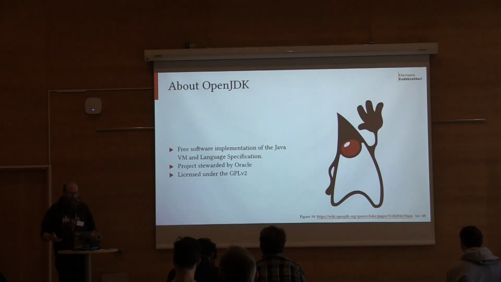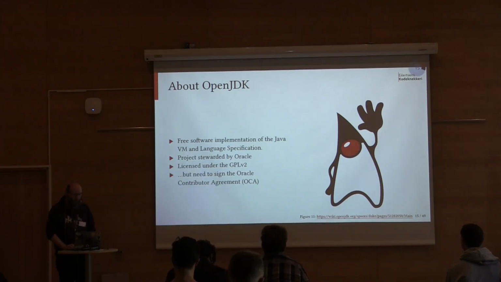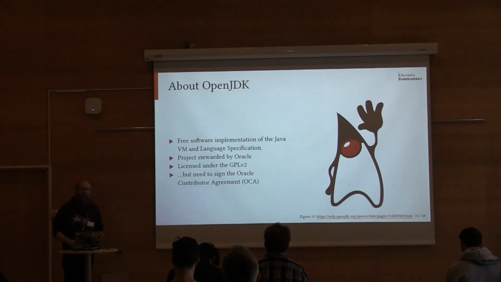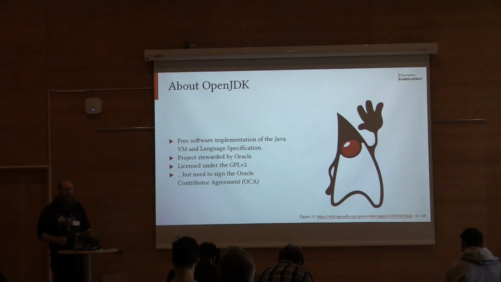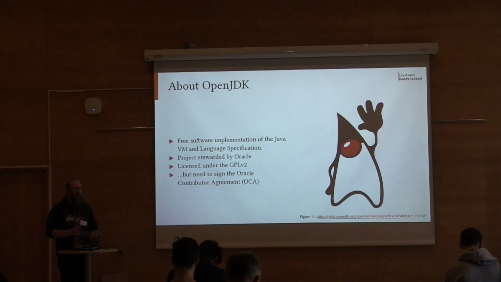OpenJDK is a free software implementation of the Java virtual machine and language specification. It's stewarded by Oracle, but it's an open source project licensed under the GPL version 2. But we need to sign the Oracle contributor agreement. Of course, you can just fork the project and you don't have to mess with that. You can just relate to the license. But if you want to get your code or contributions back upstream, you will need to sign the contributor agreement. There are probably many reasons for that, but one of them, I believe, is that Oracle also wants to produce their own proprietary commercially licensed JDK version.